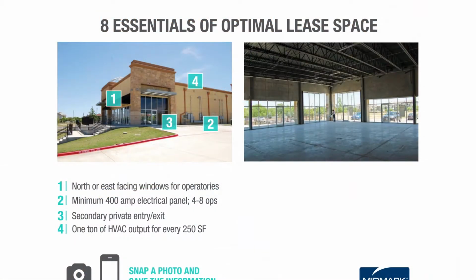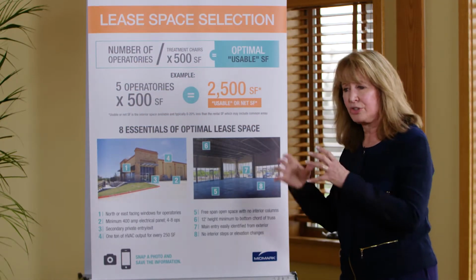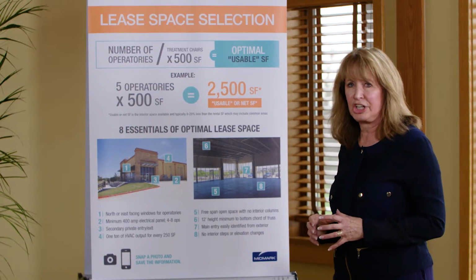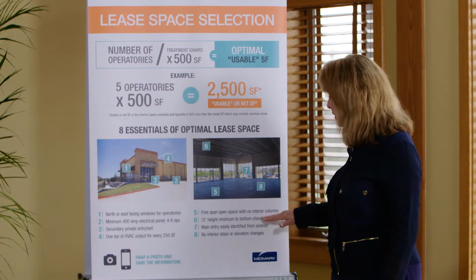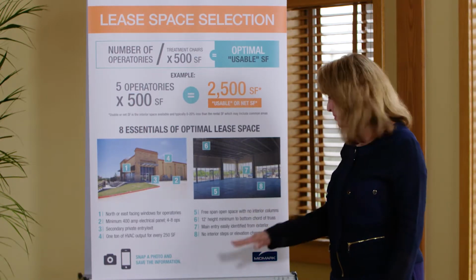And then also, as we look at the interior space itself, let's look at number 5, which would be a free span of open space, readily available in new construction. But sometimes you're going into an existing building. We have columns. Those consume square footage. Optimally, however, if we can get an interior space with no columns, that's optimum.